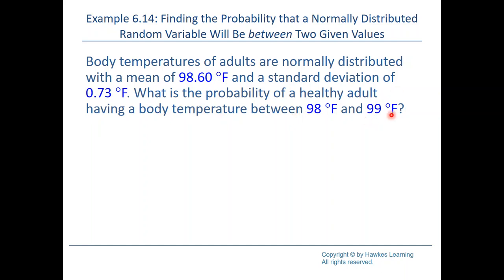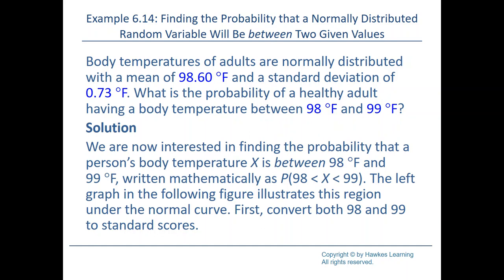And what we're going to do basically is rewrite that in a mathematical way. So since we're interested in finding the probability that our x is between 98 degrees Fahrenheit and 99 degrees Fahrenheit, written mathematically in shorthand notation, that's going to be P of 98 is less than x, which is less than 99. Again, notice how x is between these two numbers, and make sure that these are both going in the same direction on your symbols there, okay?